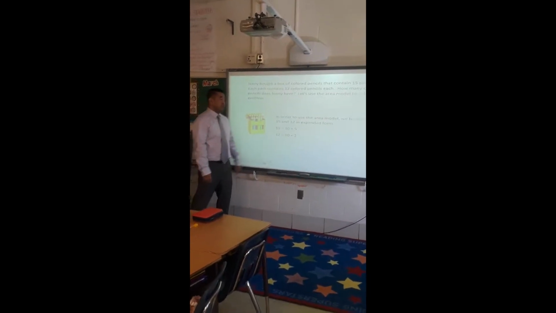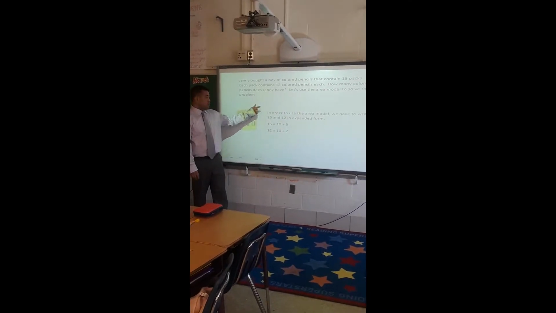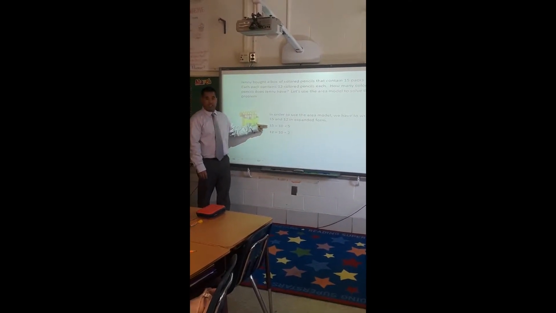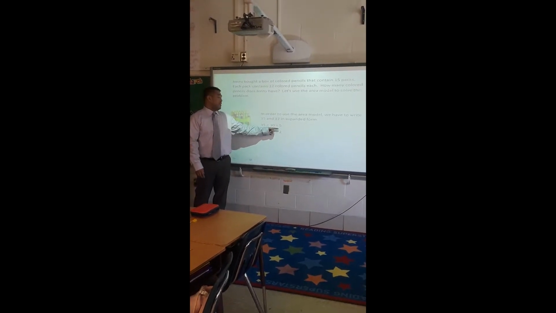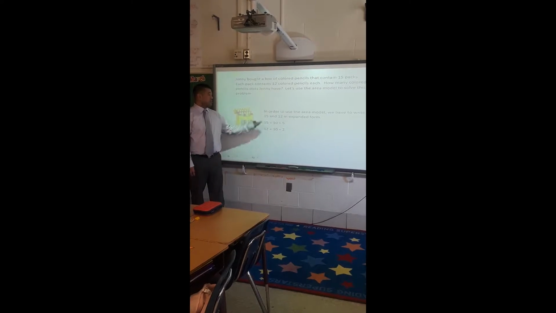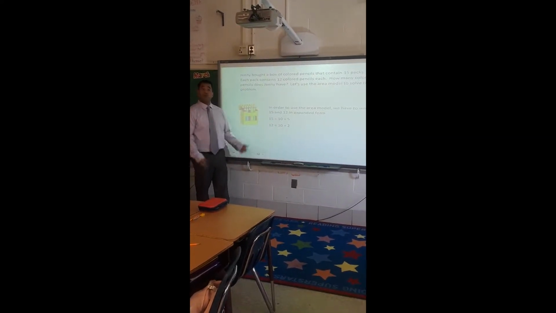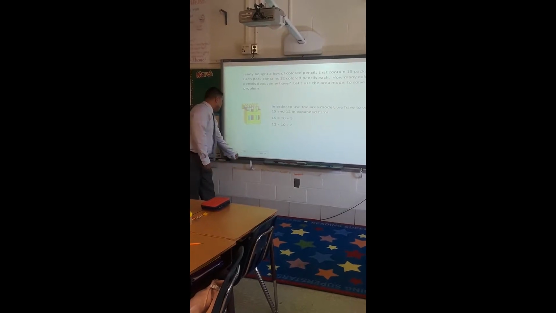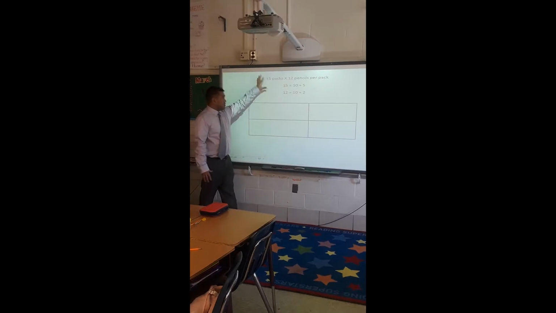In order to use the area model, we have to write 15 and 12 in expanded form. So I'm going to think what plus what equals 15, and I know based on my previous experience, it's 10 plus 5. My second number is 12, and 12 equals 10 plus 2. What am I going to do with that? I'm going to use the area model to solve this problem.